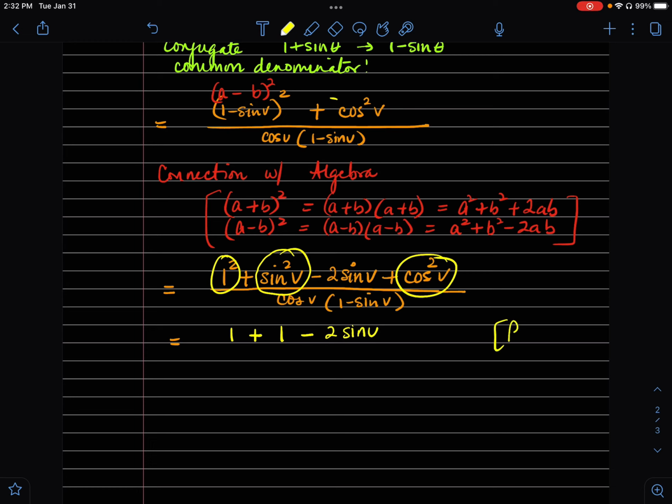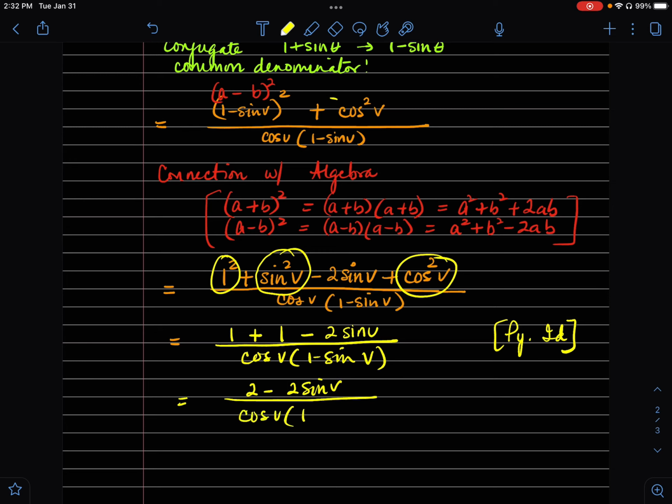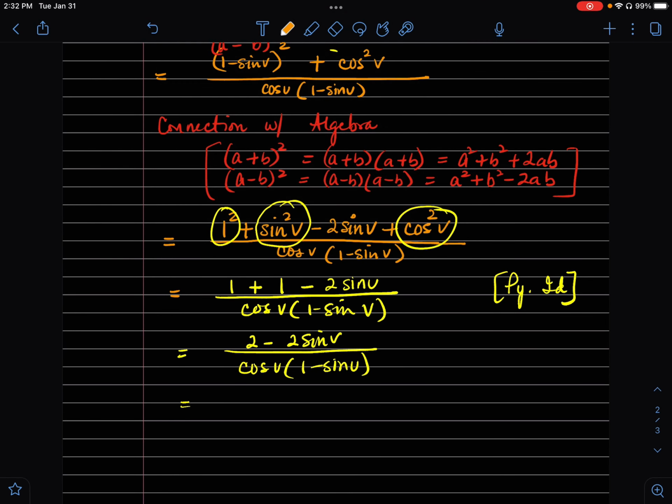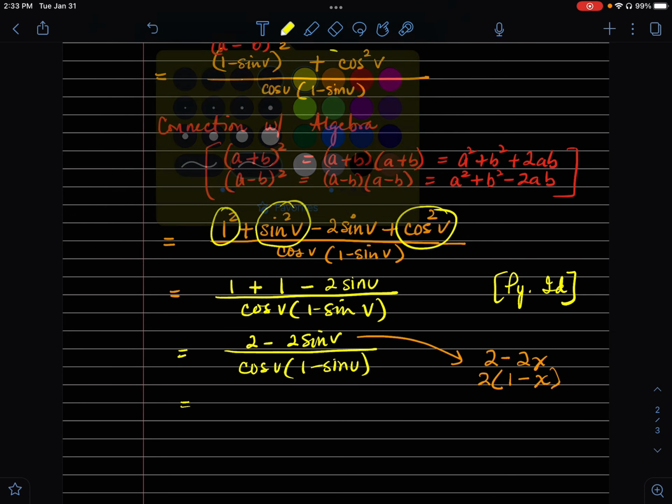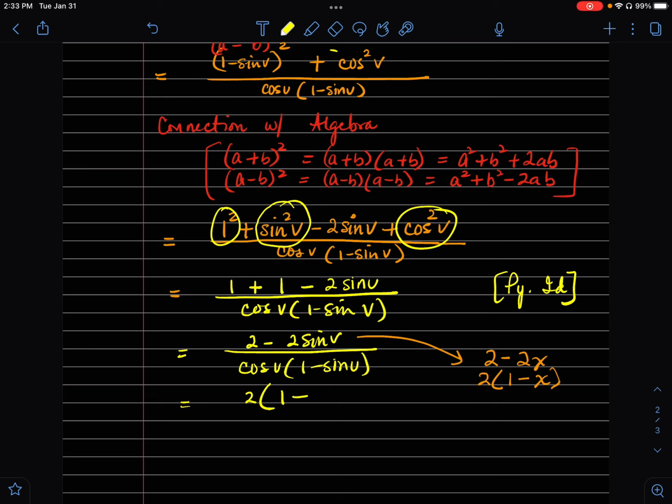What have I used here? Pythagorean identity. And in the denominator, still keeping it intact, sine v. And 1 plus 1 is 2, and minus 2 sine v. Still keeping the denominator intact. And now, again, one more algebra connection. If sine v was x, this is 2 minus 2x. 2 can be pulled out as GCF, undistributing, which means I can pull out the 2 here. That leaves me with 1 minus sine v.